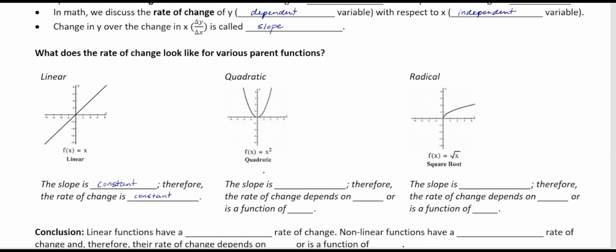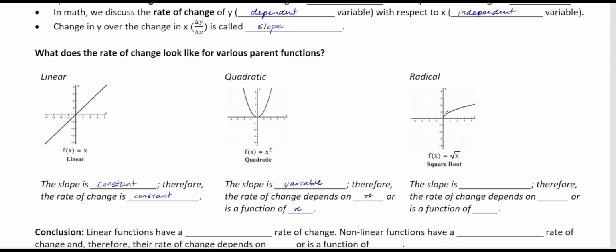Now, how do we find the slope of a curved function like the quadratic function? Well, if we draw these tangent lines at any point, we can see that the slope of the curve changes as we go from left to right along the x-axis. So what we see right here is that the slope is variable. Therefore, the rate of change depends on x or is a function of x. So the slope of the quadratic function is a function of x. It changes as we go from left to right.